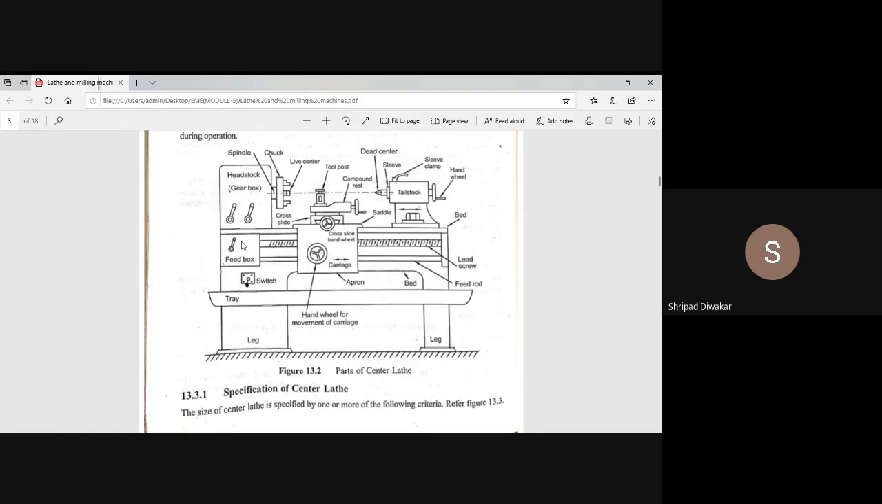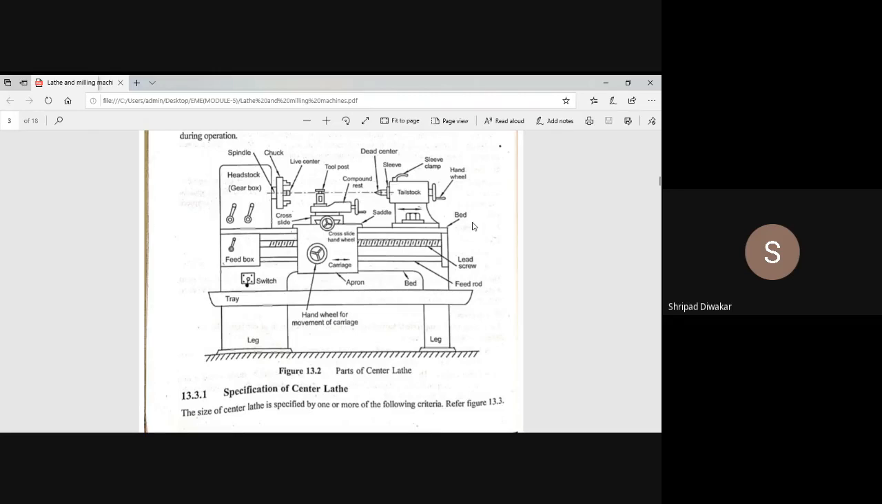This is called the feed box, used to change the gearing arrangement and everything. We have a switch, and power on and off and all activity we can perform using this switch button. And these are the lead screw and feed rod. These are additional accessories in the lathe machine. This is the structure of the lathe machine.